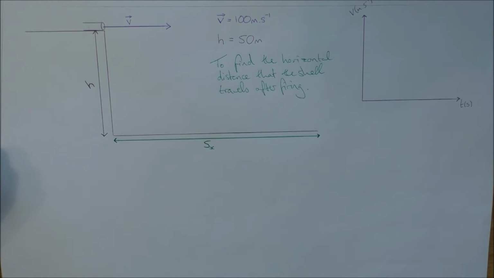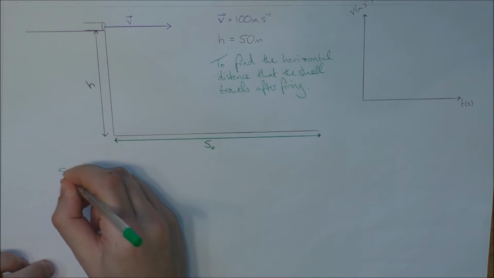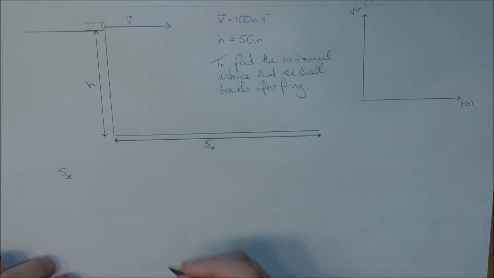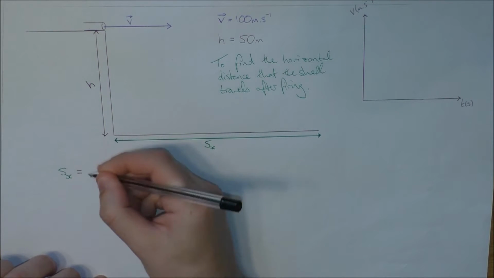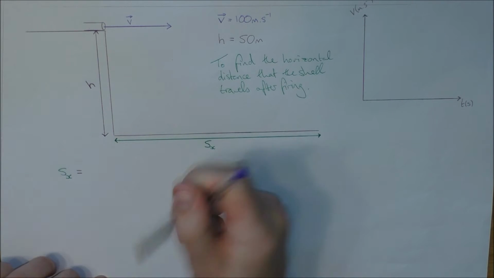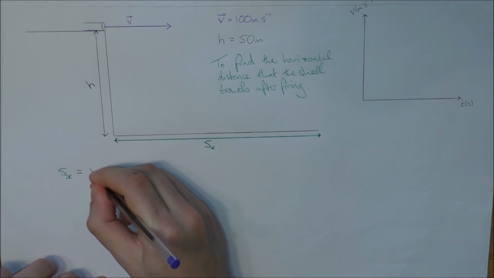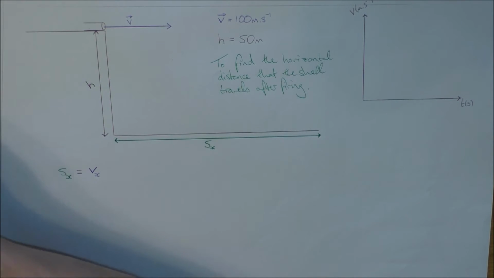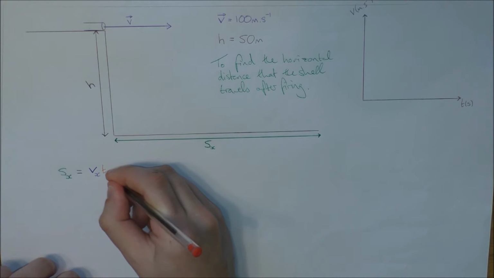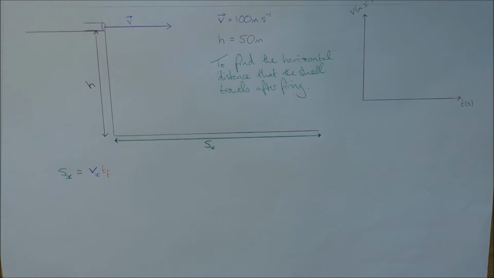Okay, so I know that SX. I'm going to try and keep the colours separate here as well, so you can keep track of what I'm doing. So SX is going to be in green, and I know that that is going to be equal to VX, which is going to be in blue, times by the flight time. So I'm going to call that T subscript F. I'm going to do all of the working for that one in red.